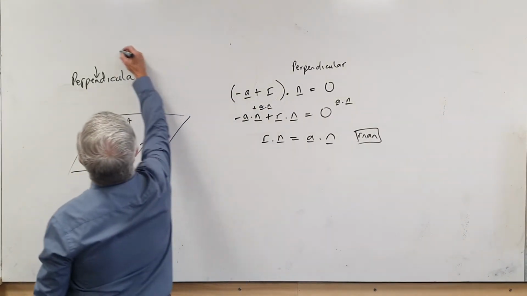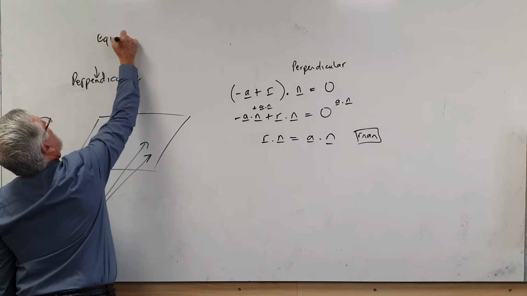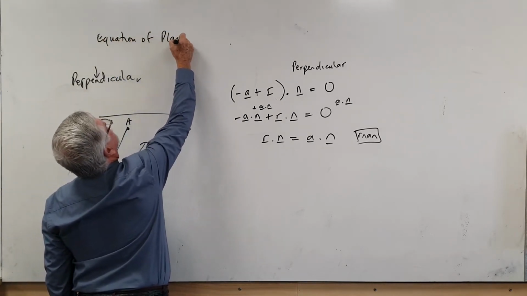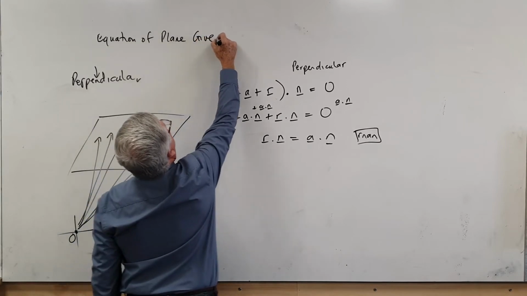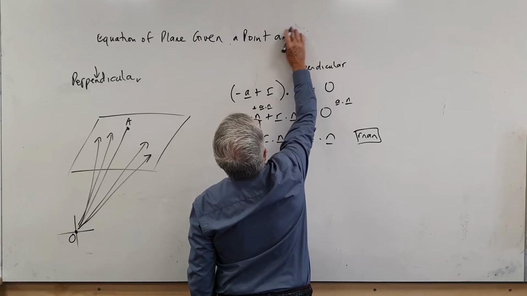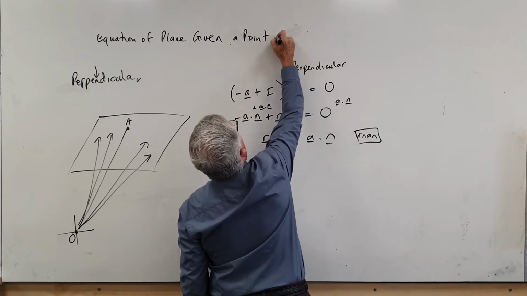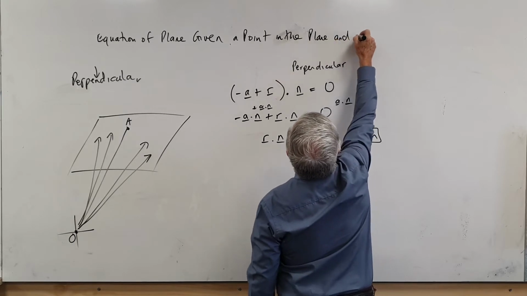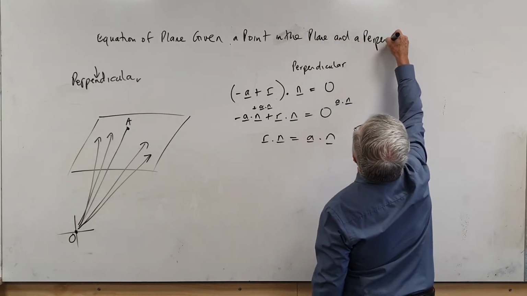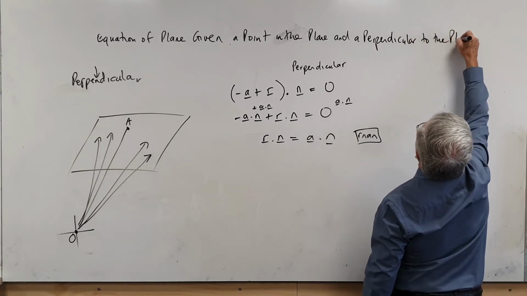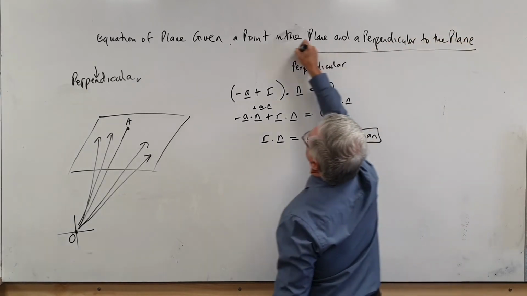Let's write up what it is. It's the equation of a plane, given a point and a perpendicular. Oh, I should be fussy. A point in the plane and a perpendicular to the plane. That's what we're actually doing.